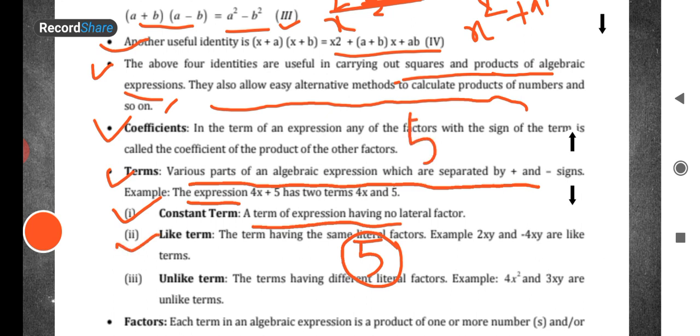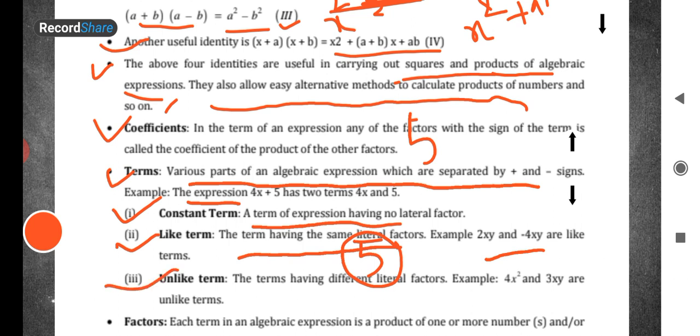Now like terms: the terms having the same literal factor. You can see here the same literal factors, which are the same here, xy, they are the same, isn't it? Their literal factors are the same, the letters are the same. xy is alphabet, isn't it? So those that are the same are called like terms. Okay, if one has a square, then the other should also have a square, then they are called like terms.